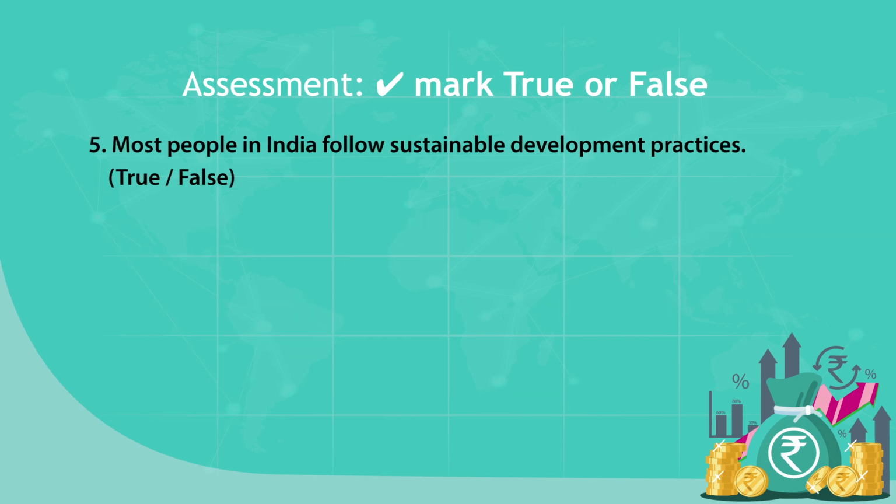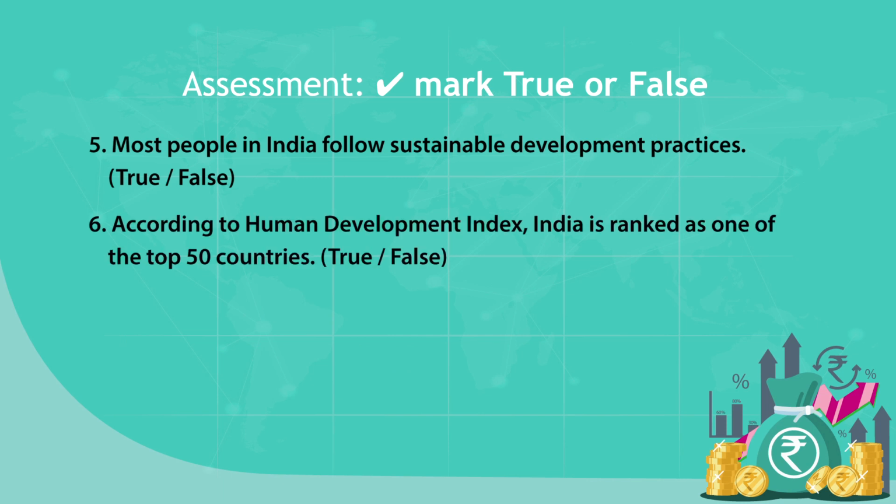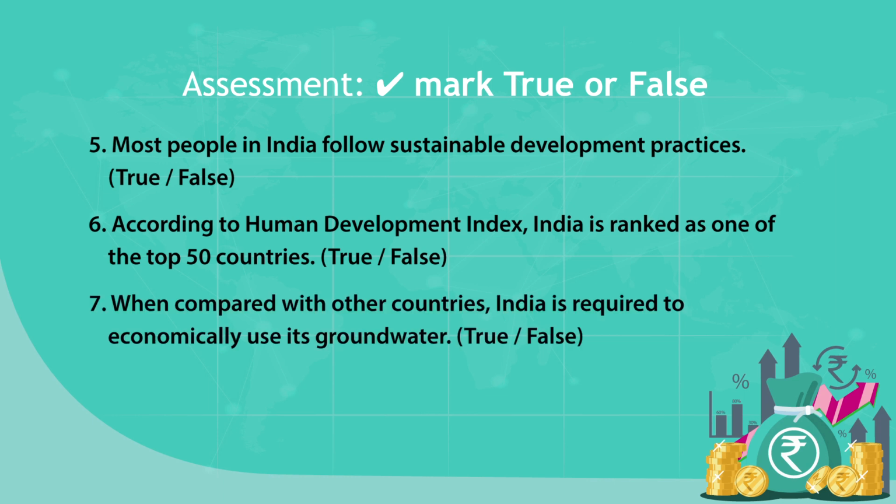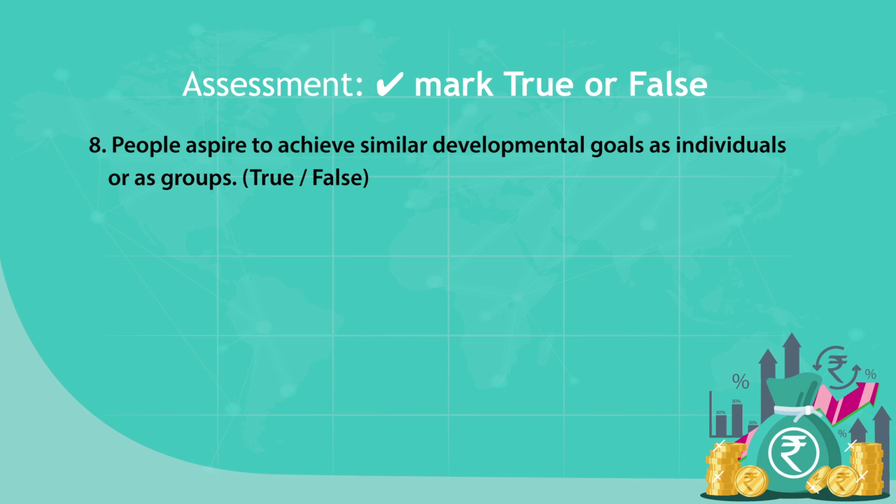5. Most people in India follow sustainable development practices. 6. According to Human Development Index, India is ranked as one of the top 50 countries. 7th question. When compared with other countries, India is required to economically use its groundwater. True or false? 8. People aspire to achieve similar developmental goals as individuals or as groups.